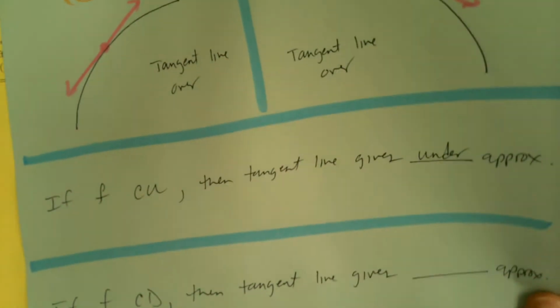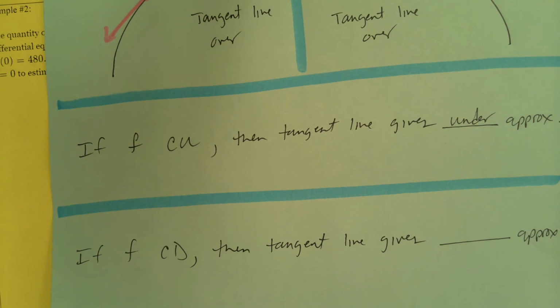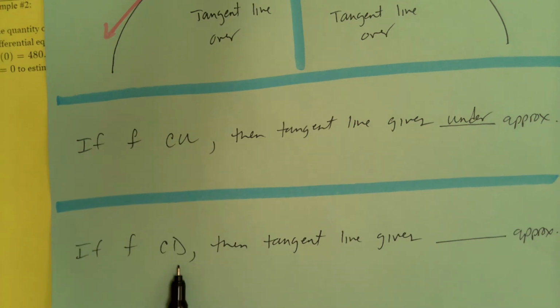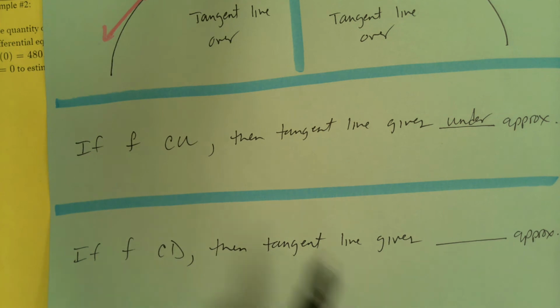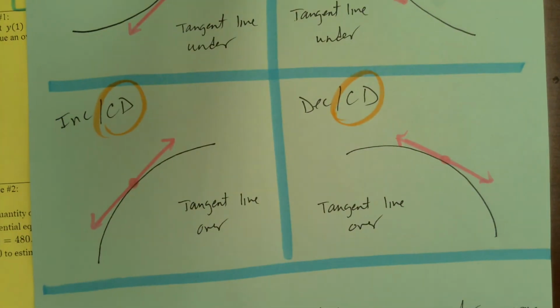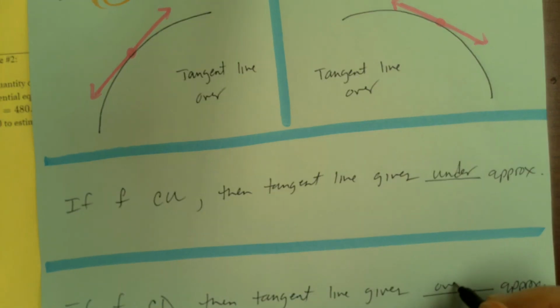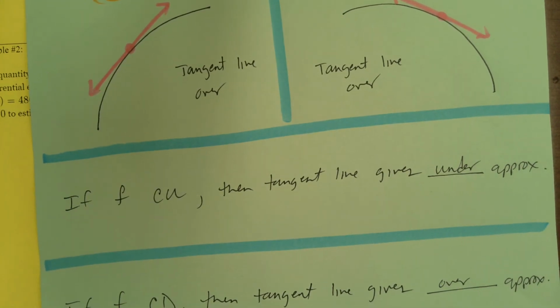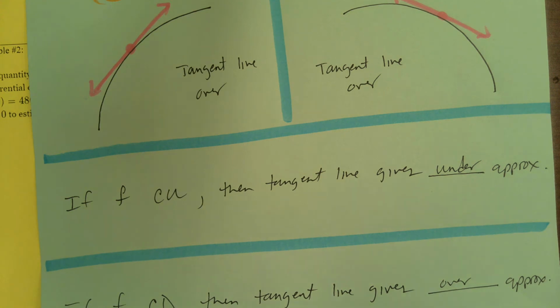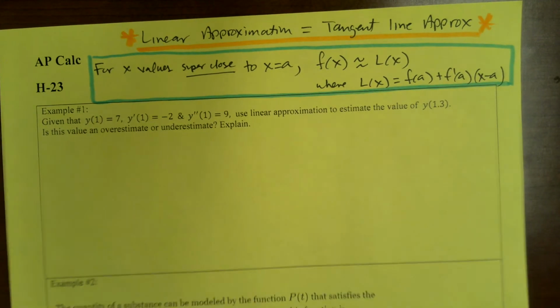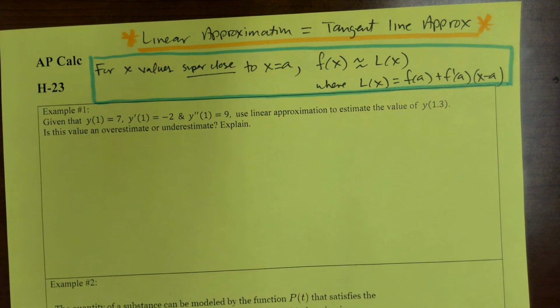Okay. So you could think, if f is concave up, then the tangent line's under. If f is concave down, then the tangent line gives what kind of approximation? Over. It gives an over approximation. So if f is concave down, then the tangent line is over, or above. When we explain why we have an over or under estimate, we're going to have to use concavity, and it's the second derivative that's going to tell us about concavity.